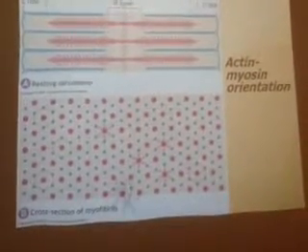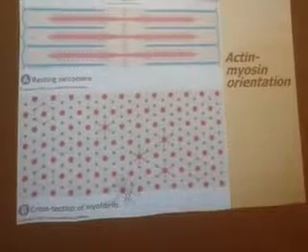This is the cross-section of the myofibrils. Here you can't understand properly, but here you can see the actin and myosin. This is the myosin head, and this is the actin with troponin and tropomyosin. All the proteins are like this. The thin filament and the thick filament. This is the myosin head.